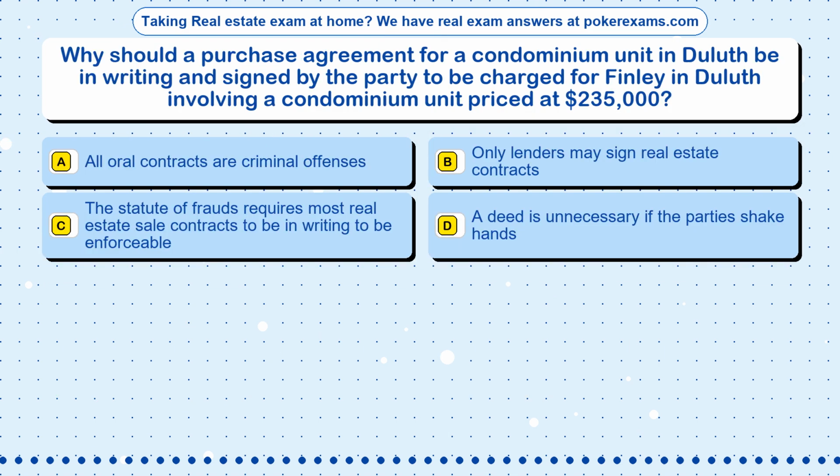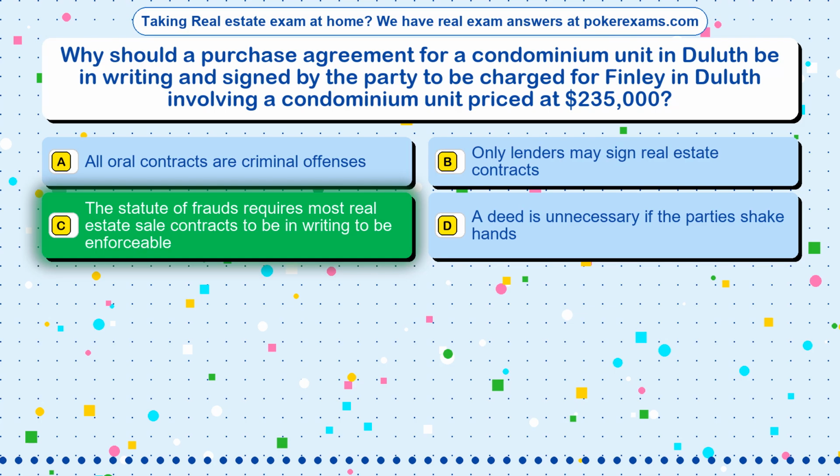Question 15. Why should a purchase agreement for a condominium unit in Duluth be in writing and signed by the party to be charged for Finley in Duluth involving a condominium unit priced at $235,000? Option A. All oral contracts are criminal offenses. Option B. Only lenders may sign real estate contracts. Option C. The statute of frauds requires most real estate sale contracts to be in writing to be enforceable. Option D. A deed is unnecessary if the parties shake hands.